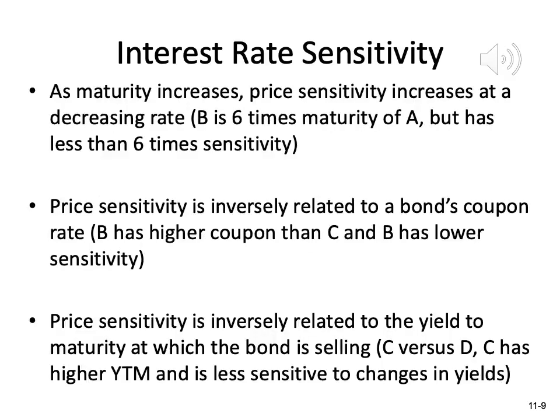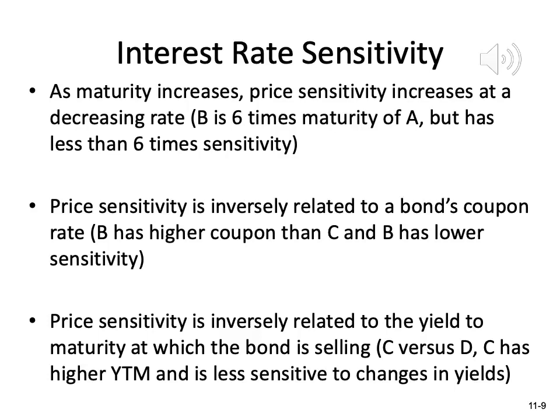The second conclusion is, as maturity increases, price sensitivity increases at a decreasing rate, means it gets flatter. Bond B is 6 times the maturity of A, but has less than 6 times the sensitivity.